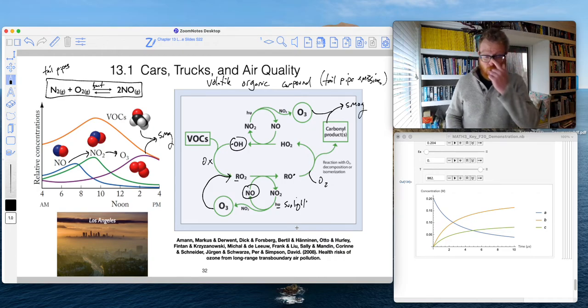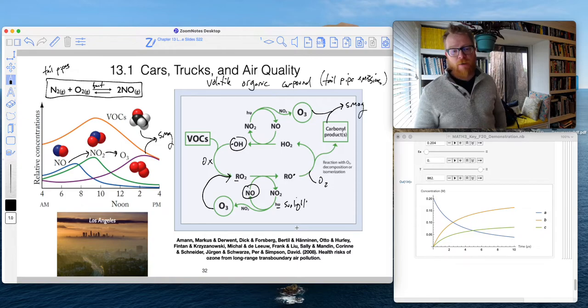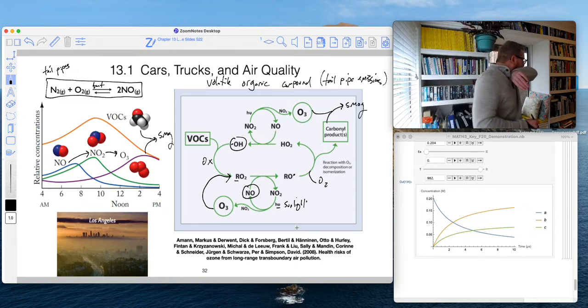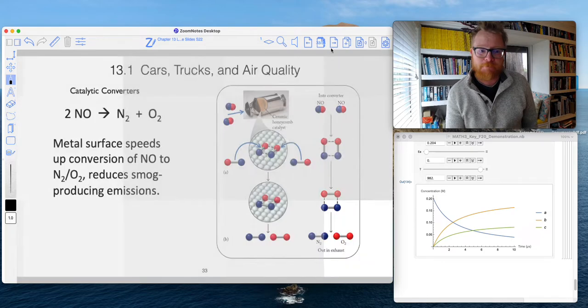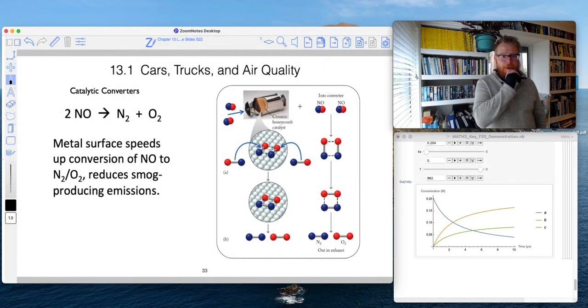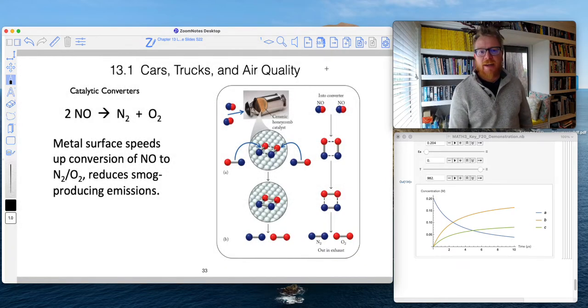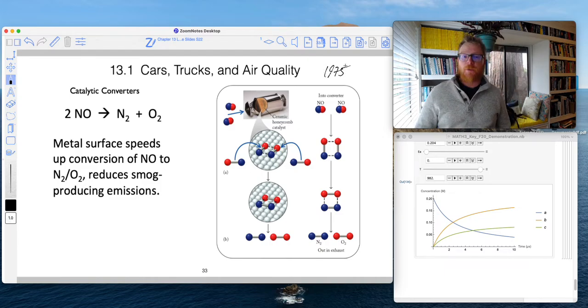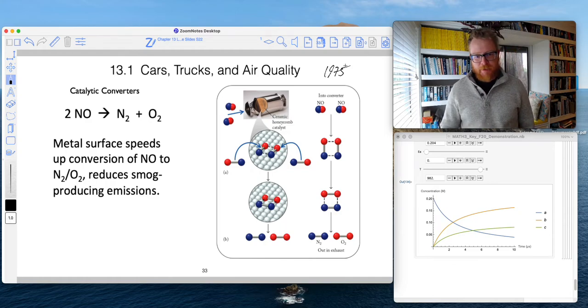Also, there's another really important factor that came out of the discovery of this chemistry, and that's the catalytic converter. So let's talk about that, okay? So this was created in about 1975 as a result of all of this chemistry being discovered in the greater Los Angeles area and people just getting sick from the air.